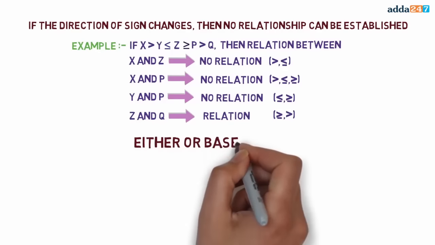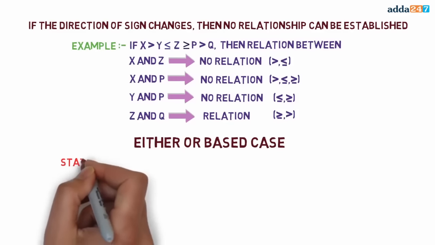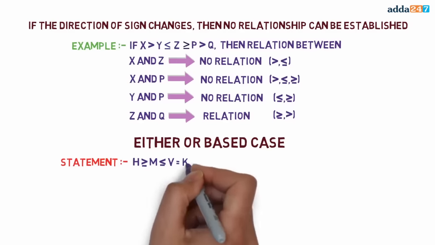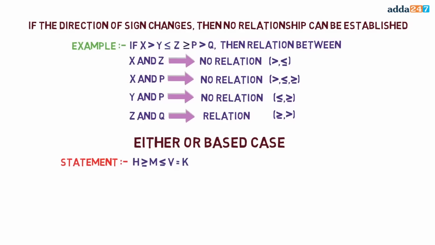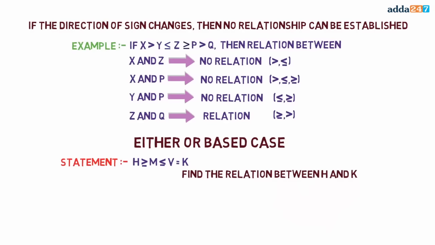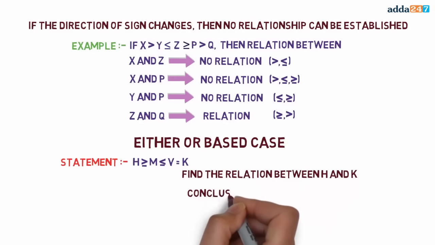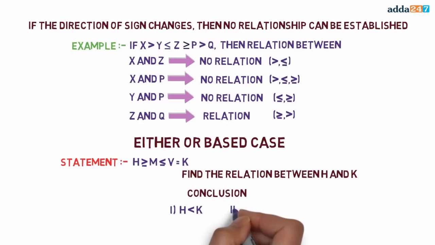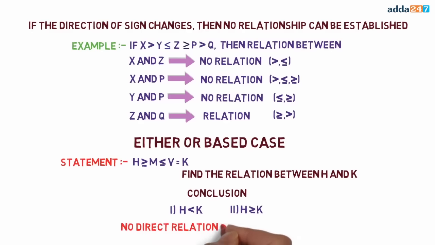Either or based case. Let's have a statement. H is greater than or equal to m is less than or equal to v is equal to k. Here we have to find the relation between h and k. And the conclusion here is, first, h is less than k, second, h is greater than or equal to k. Here we cannot have any direct relationship between h and k, as between h and k signs are changing.